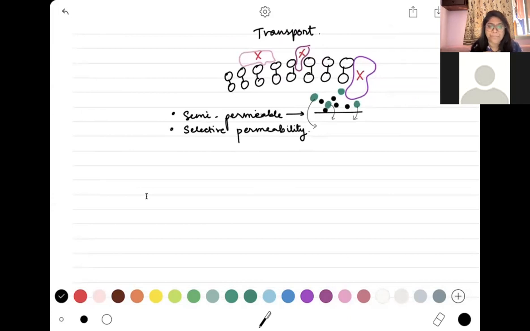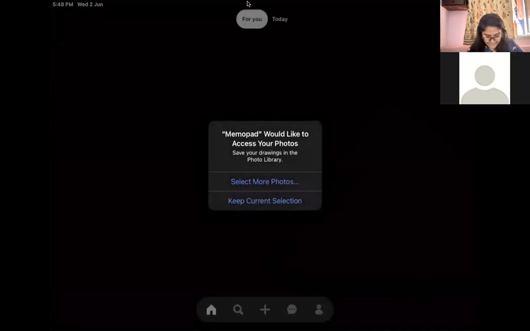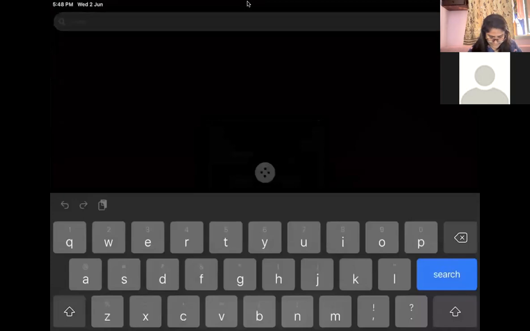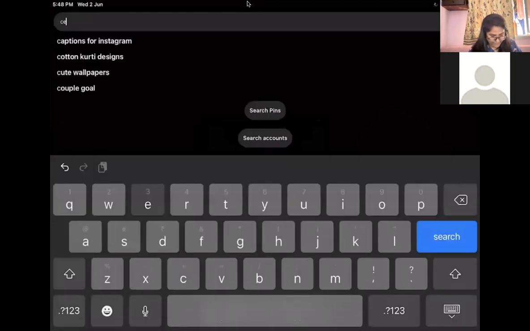Okay. Now, when we talk about these membranes, let's just draw a very simple structure of the membrane. So what I'm going to do is I'm just going to bring in the cell membrane structure for us. Okay. So I'm going to search cell membrane, and then we're going to copy this image, and then we're going to use it for understanding everything that I am just talking about.